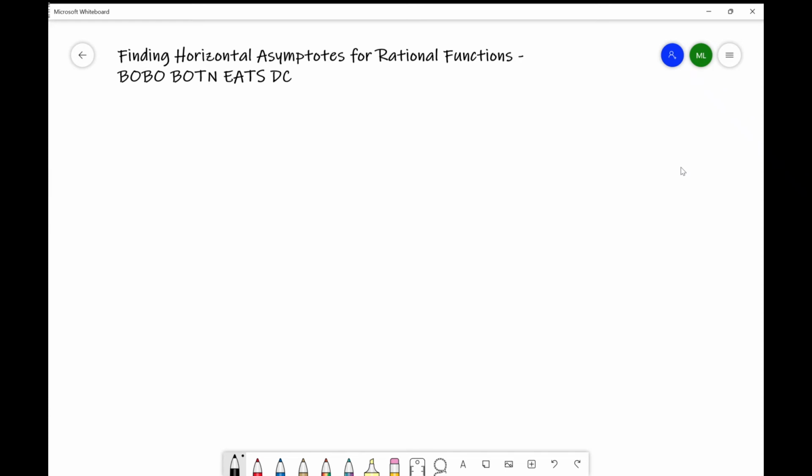Alright, hi everyone. So let's talk about finding horizontal asymptotes for rational functions. And if you see, I have a saying over there, BOBO BOTN eats DC. It's so useful when we're trying to find horizontal asymptotes, right? Especially for rational functions, and that's what they were created for.